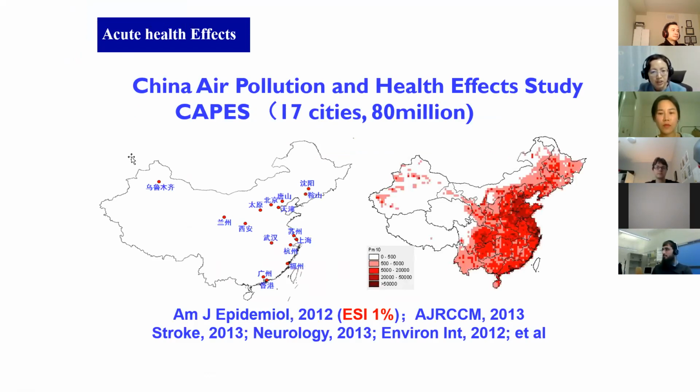This study is quite huge because it included 17 cities and recruited 18 million people in Chinese cities, all of which are either capital cities or autonomous cities. They have hourly data of PM2.5. Actually, this study is more focused on PM10. I made a mistake. The next one is about PM2.5, because it was already published in 2012.